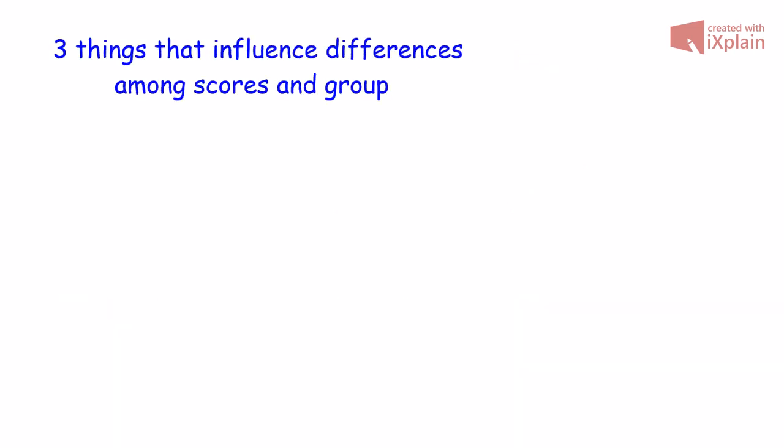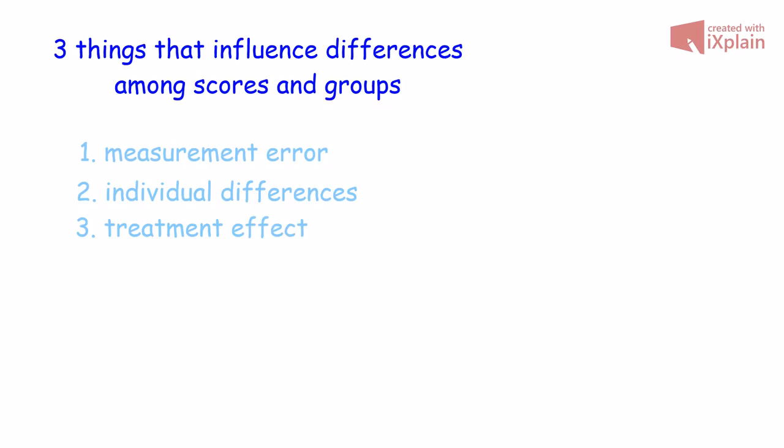Okay, now we're going to start talking some conceptual stuff here. There are 3 different things that contribute to variance or differences among scores and groups. The first is measurement error. There will always be measurement error, no matter what you're measuring. Depression, cholesterol, head size, no matter what you're measuring, there will always be some type of measurement error. You can never measure something perfectly.